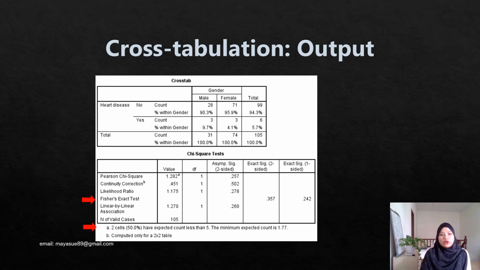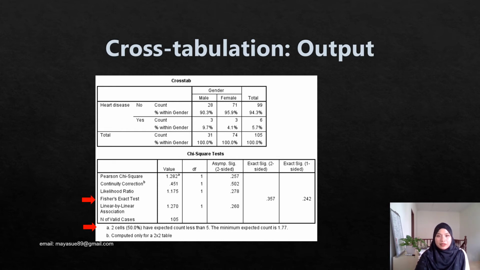Is where your table, okay, you have 50% have expected count less than 5. Okay, so usually we choose Fisher exact test in a small sample. Okay, so this usually happens in a smaller sample.